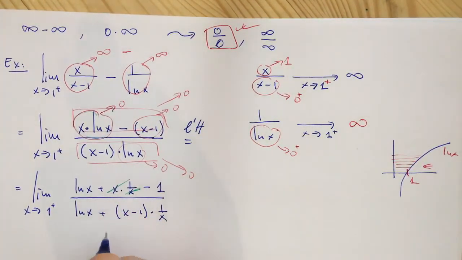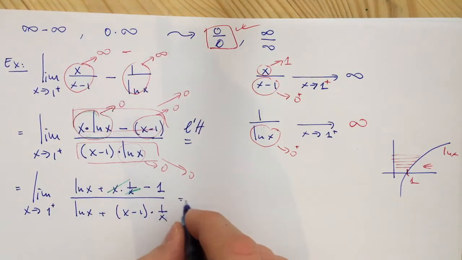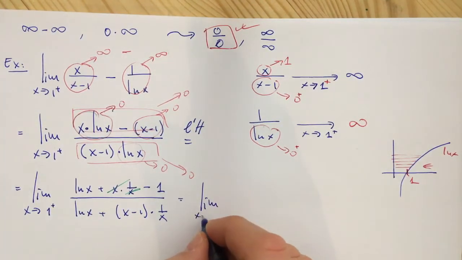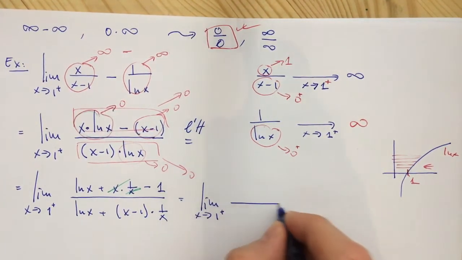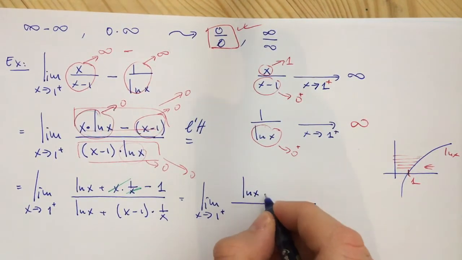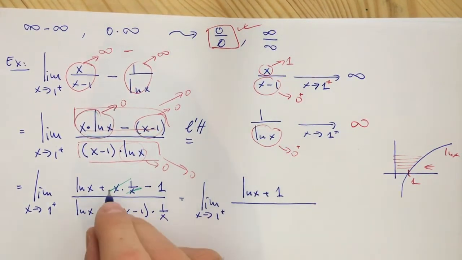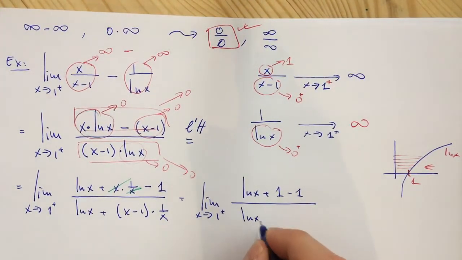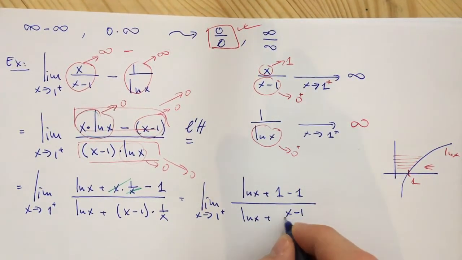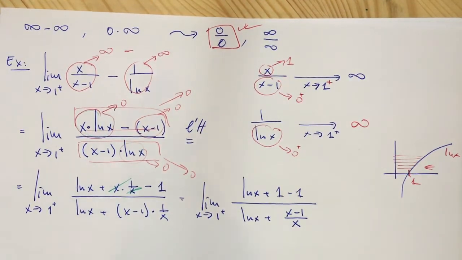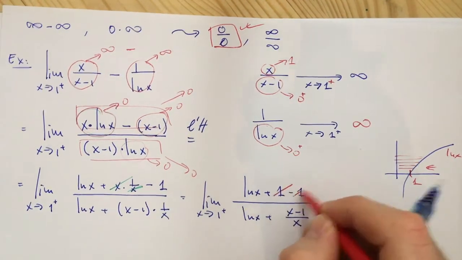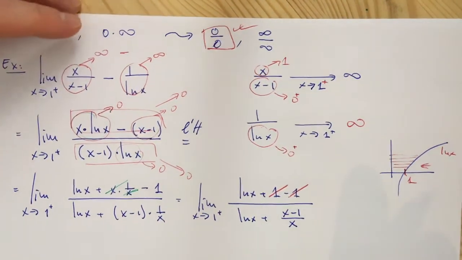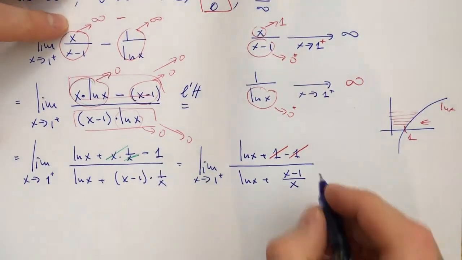Okay, so at the first step we can cancel these x's. So I have a limit as x approaches 1 from the right, ln of x plus 1, x divided by x is 1, minus 1, over ln of x plus x minus 1 over x. I will cancel these two constants, okay? And I will bring the denominator under a common denominator.